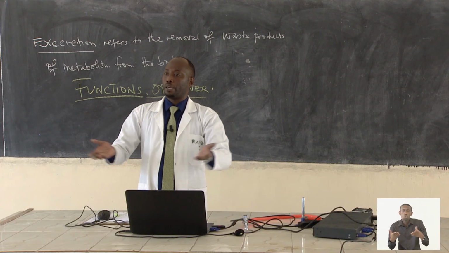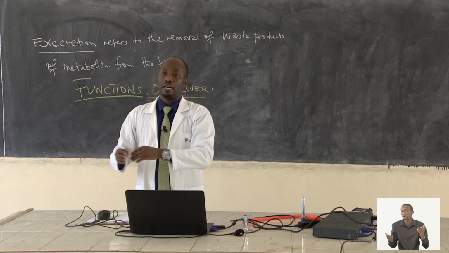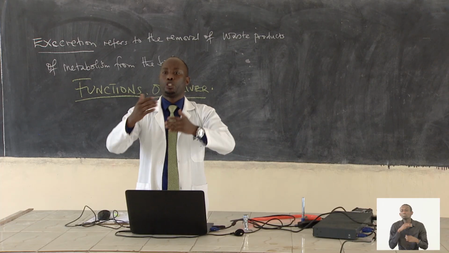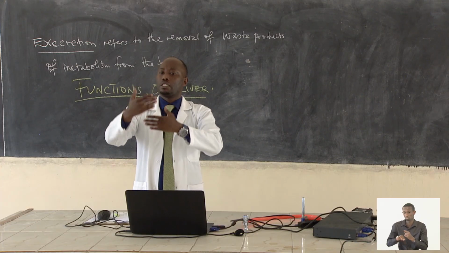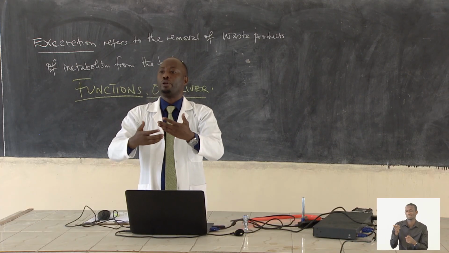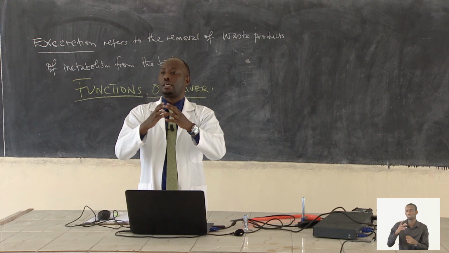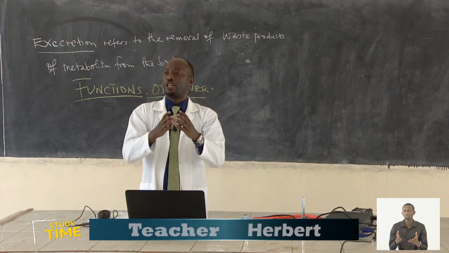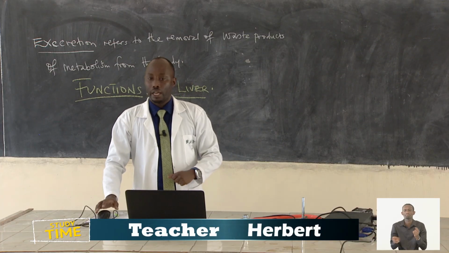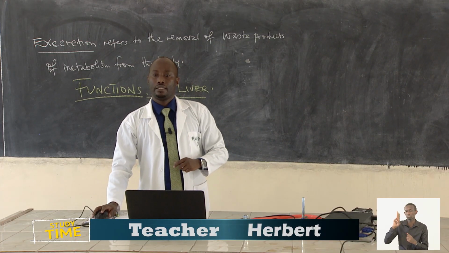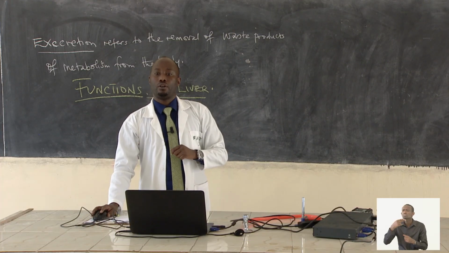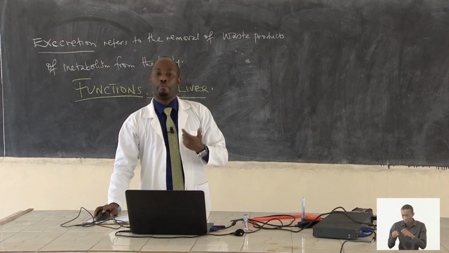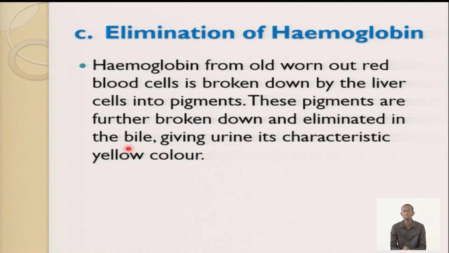Take an example, like bile pigments are going to be passed through the feces as waste products, okay? So elimination of these, the breaking down of these worn out hemoglobin or red blood cells that are no longer functioning as a result of aging, is also done by the liver. So these pigments are further broken down and eliminated in the form of bile pigments, which are passed out as a waste product, giving urine its characteristic yellow color.